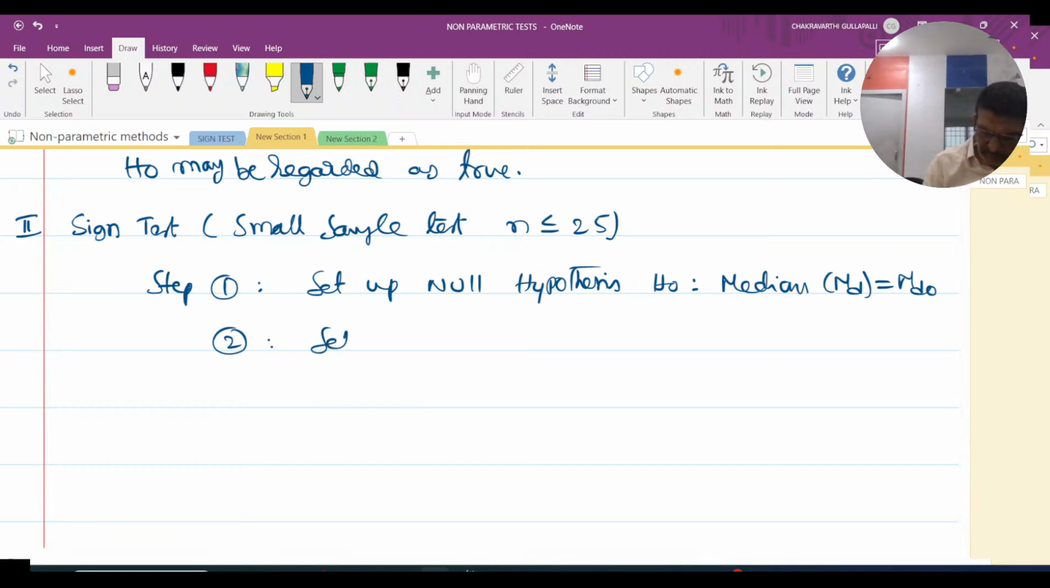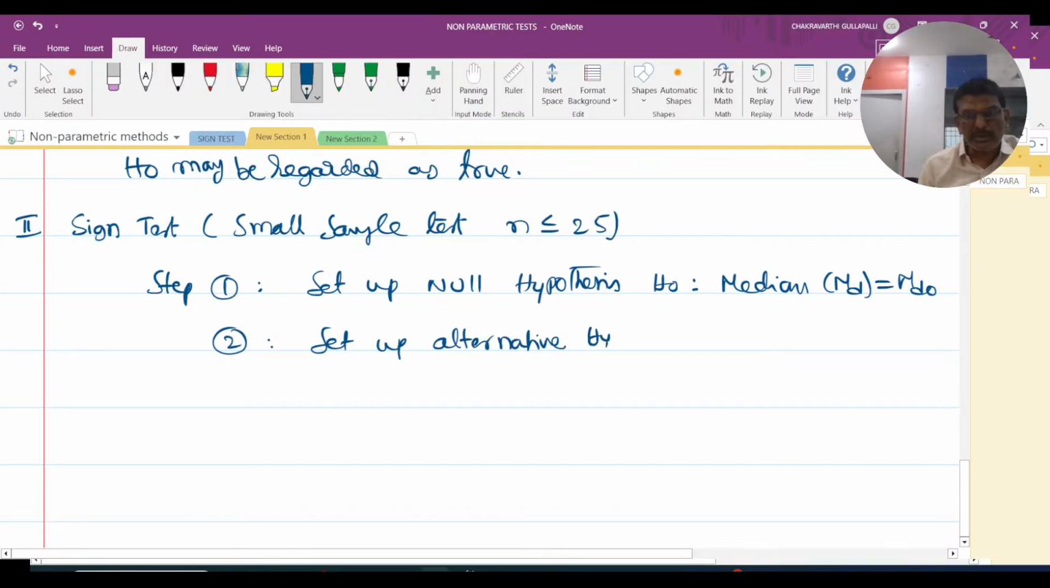Step 2. Set up the alternative hypothesis, H1. The median MD is not equal to MD naught.